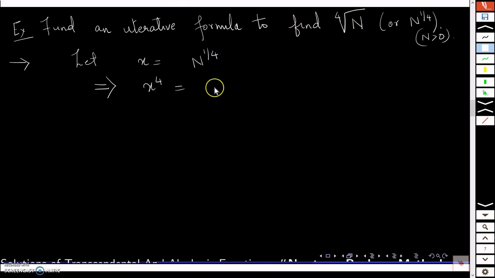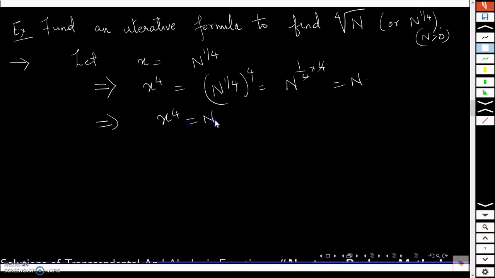So when I take power 4 on both sides, this will be n raised to 1 by 4 the whole raised to 4. And by laws of indices, the powers will be multiplied, and hence this will be equal to n. So I need to find a real number x such that x raised to 4 is equal to n, and that is the same as finding a real number x such that x raised to 4 minus n equals 0.